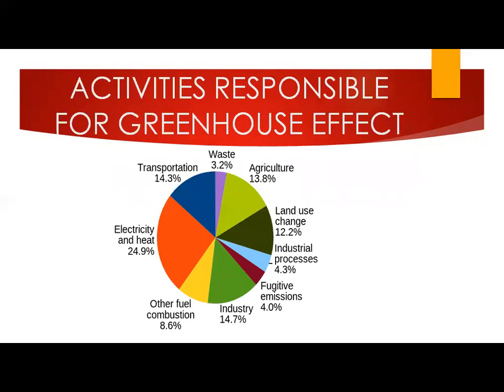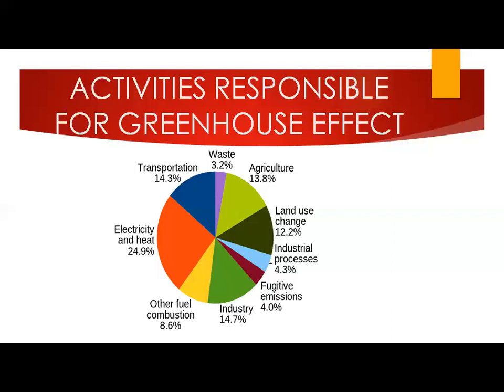Here you can see some activities. These are the activities which are responsible for the greenhouse effect. The first one is shown by the blue color, that is transportation. Yes, we are using vehicles more than in the past, and we are producing 14.3% greenhouse gases by transportation, and 3.2% greenhouse gases by waste, and agriculture is producing 13.8%. Yes, we are cutting down trees and clearing land more for agriculture.